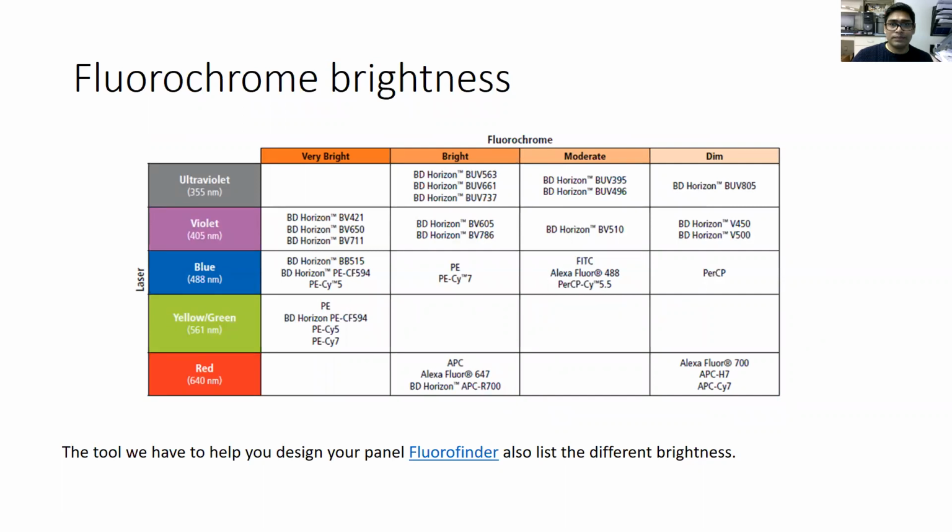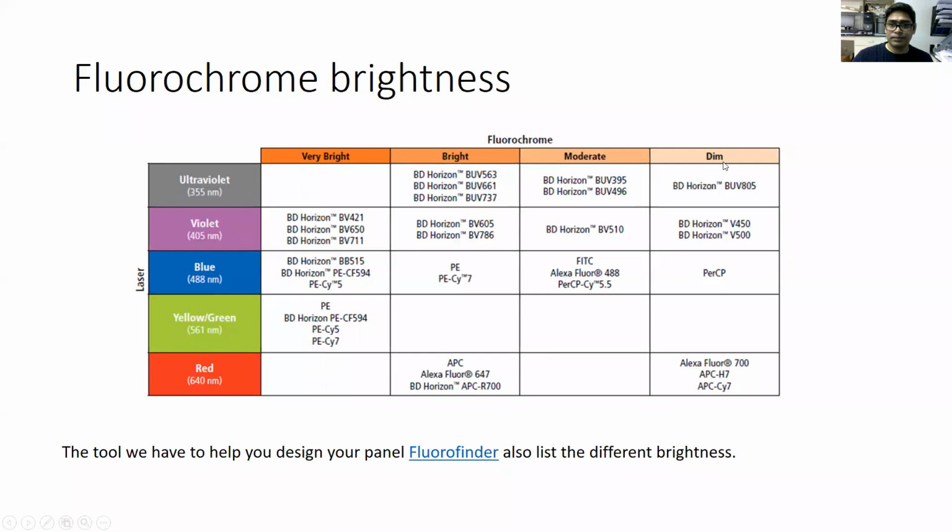So all the manufacturers, when they provide their conjugated dyes on their antibodies, usually they will tell you how bright their dye is. Here is an example provided by BD, showing you some dyes are considered very bright, some dyes are bright, some moderate, some dim.